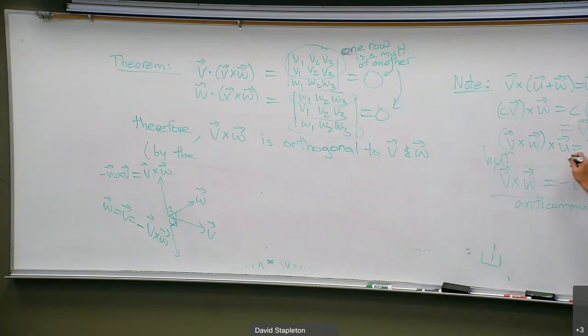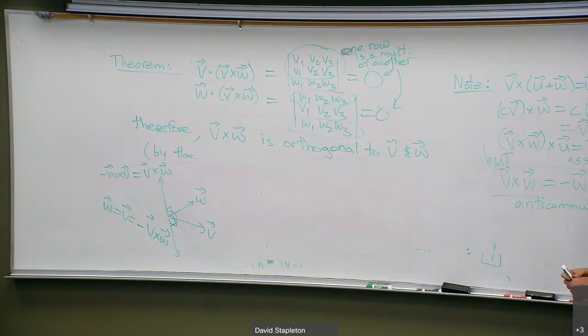But it is associative, right? As a distributive law. It's all those kinds of nice things, but it's anti-commutative by this last rule.